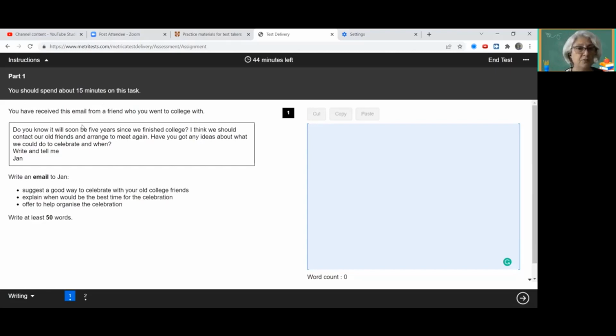You also need to reply. This is an email, so you need to make sure that you're using language that you would be using in an email. And if it's a friend, you need to make sure you're using appropriate language, so informal language, because that's how you would respond to a friend. So you can open up a Word document, and I'm just going to write a few things here.